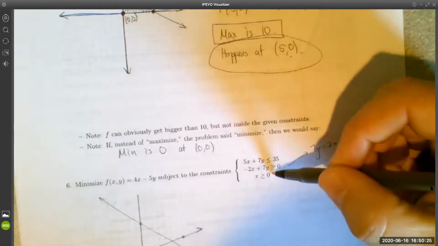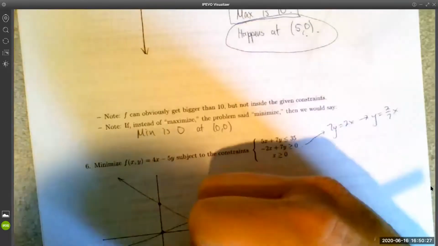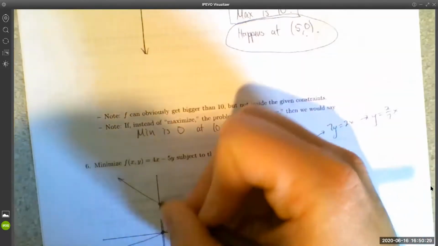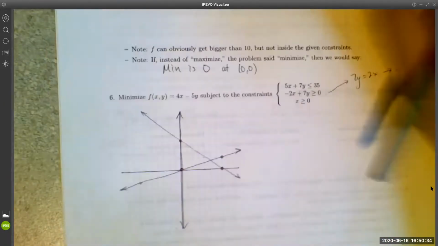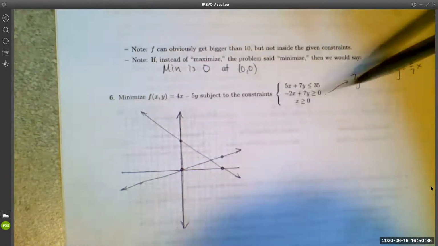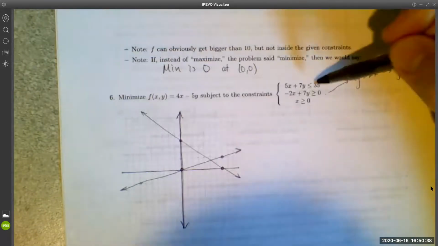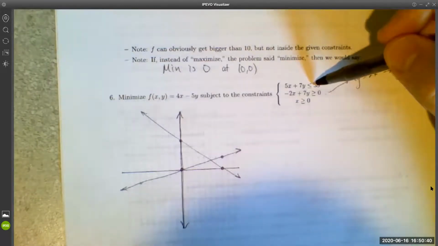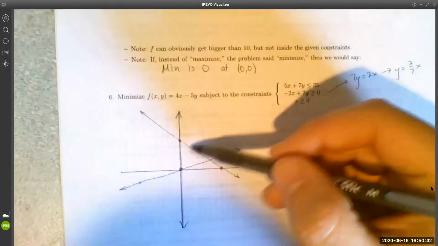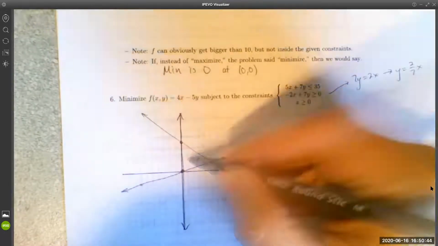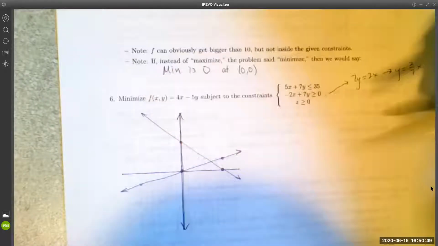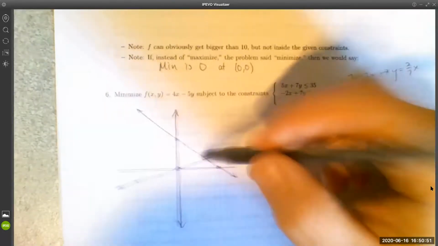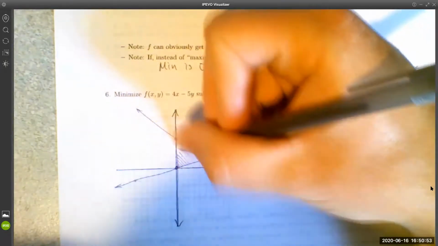So there's my second constraint. And then the third constraint is easier. It's just a vertical line at x equals 0. And then as far as the shading is concerned, here I would be shading in below this line. So I'm shading below this line. Here I'm shading above, so I'm shading above that line. And here I'm shading to the right of the line, so it must be this triangular region in here.